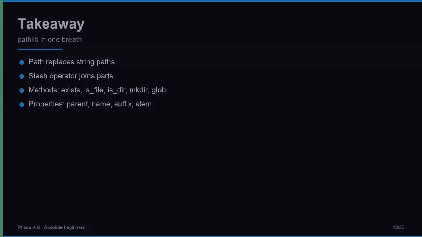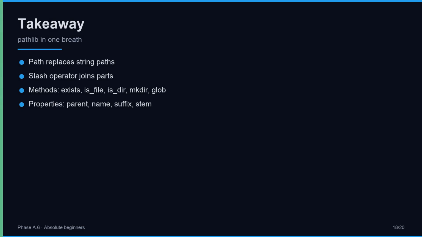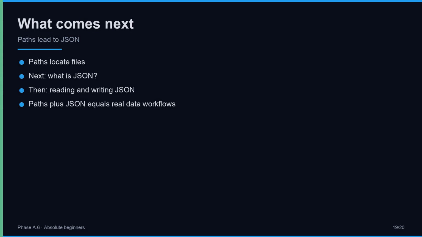Real and readable. Here is the whole lesson in one breath. Import Path from pathlib. Build paths by joining parts with the / operator. Ask questions with methods like exists, is_file, is_dir. Create folders with mkdir. Find files with glob. Take paths apart with properties like parent, name, suffix, and stem. The path is an object, not a string. Once you internalize that, file operations become much cleaner. One object, many powers.